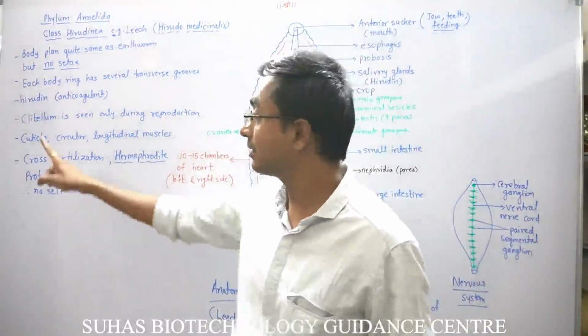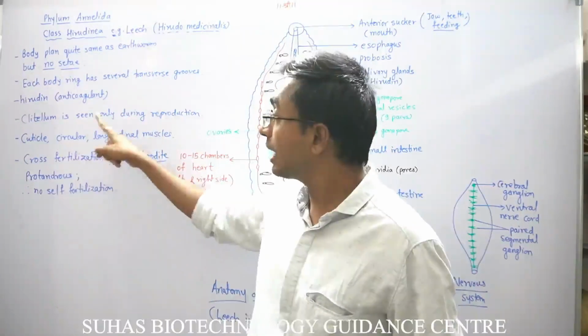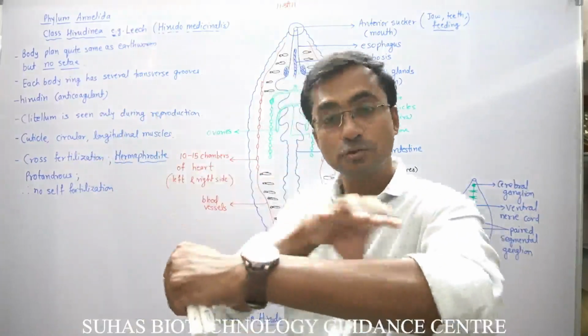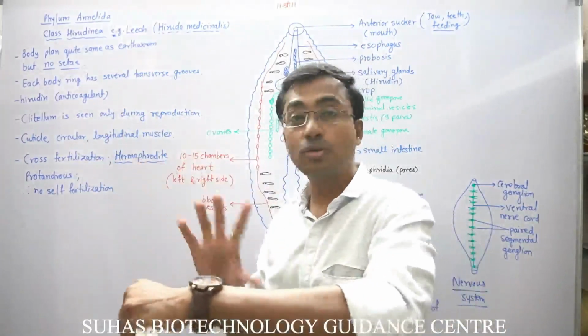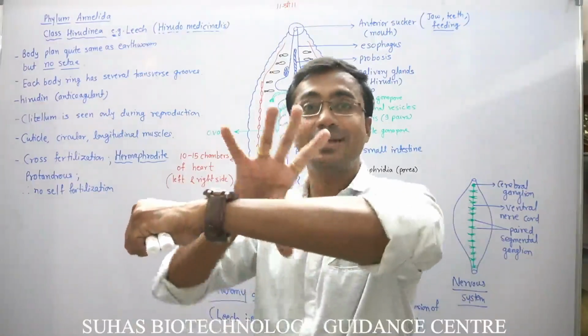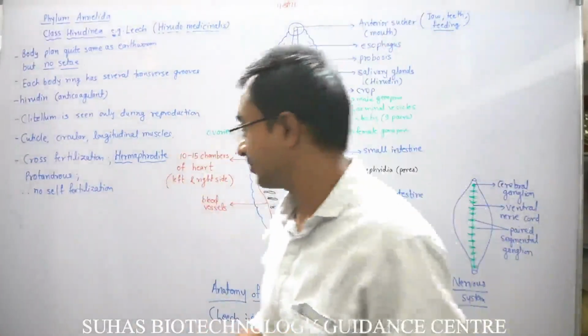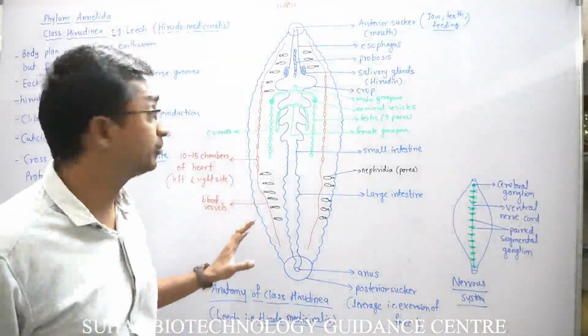But other than that, the cuticle is present, which is thick. Circular as well as longitudinal muscles are present, and the longitudinal muscles will keep on contracting and relaxing, and the circular muscles will keep on contracting their body during movement, and that's why the movement is quite flexible. Now, let's take a look at its complete anatomy.